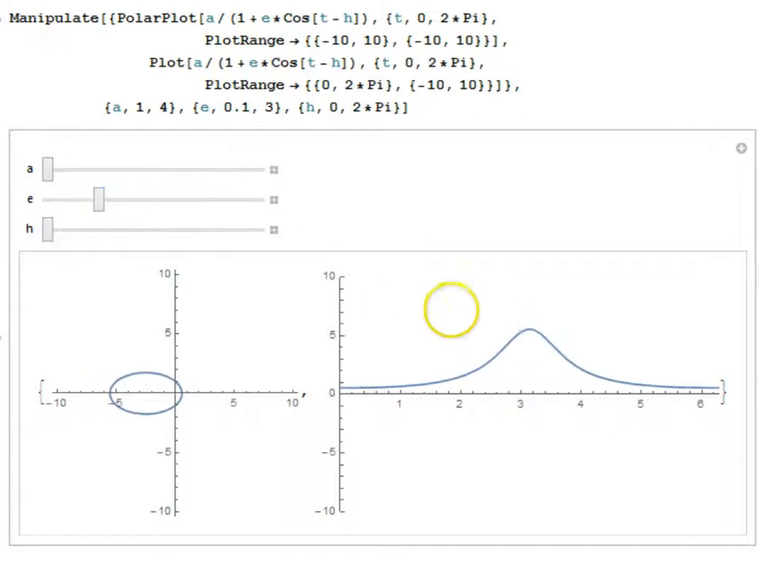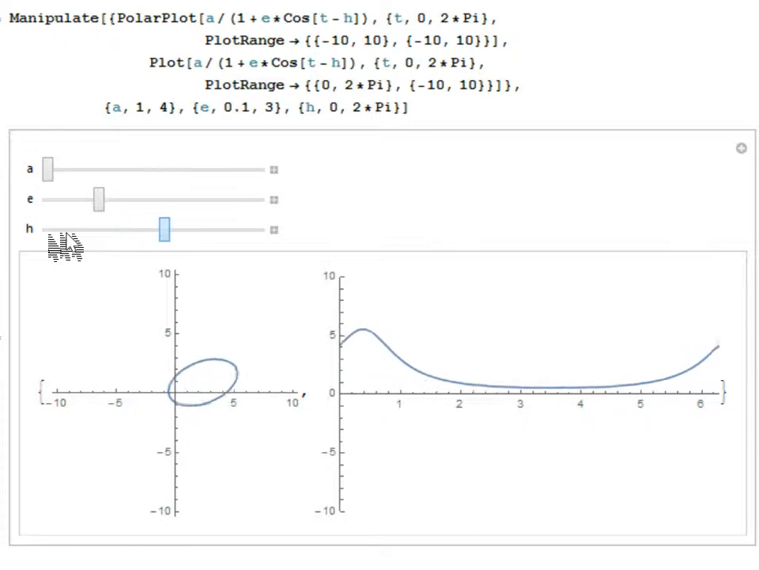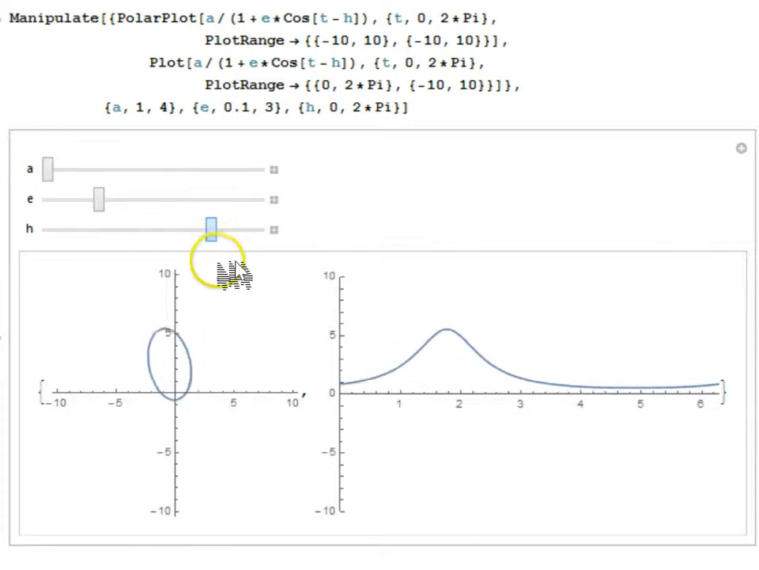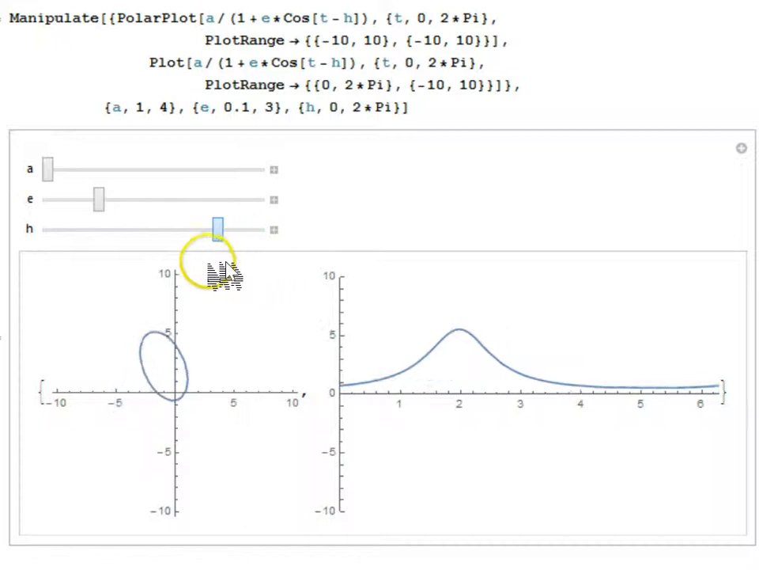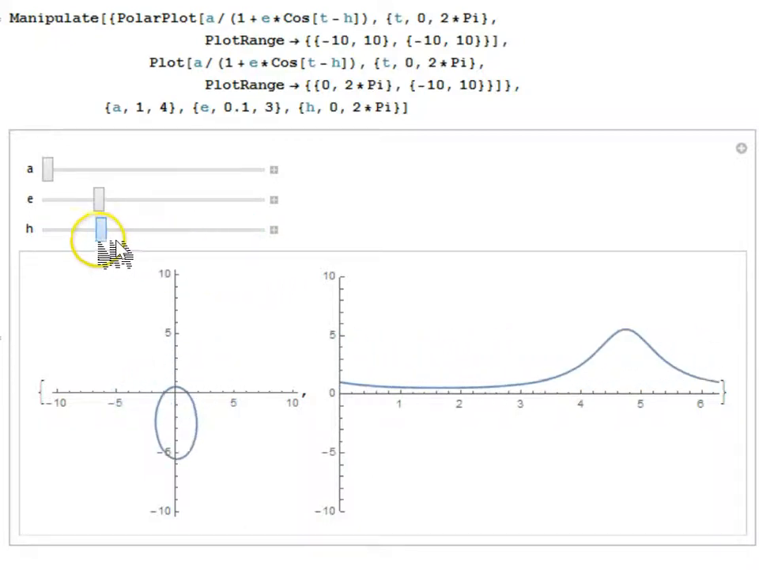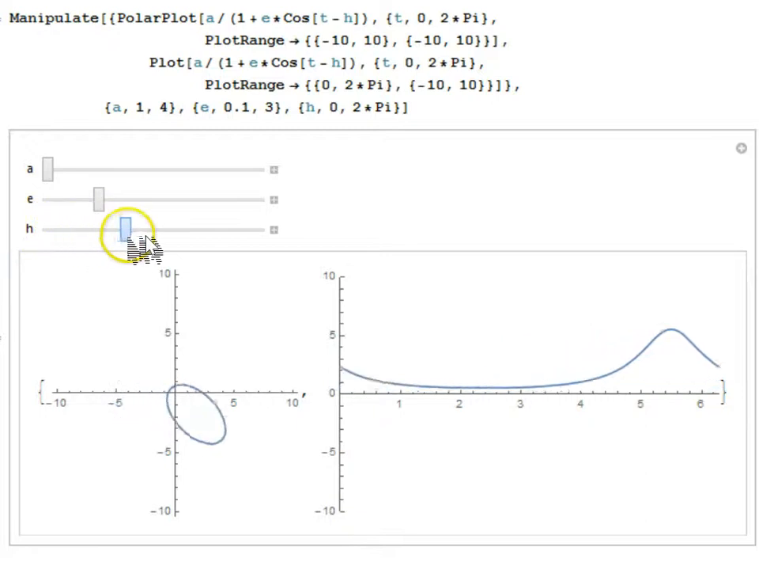So this graph over here, if I change h, the graph on the right here is just the r versus theta, like it was in rectangular coordinates. So the graph on the left is the actual polar graph. If I change h, all it does is shift the graph on the right, but a shift in the theta direction is a rotation in polar coordinates. So you can see the graph on the left there rotating as I change h. So anyway, I'm just shifting in the theta direction.